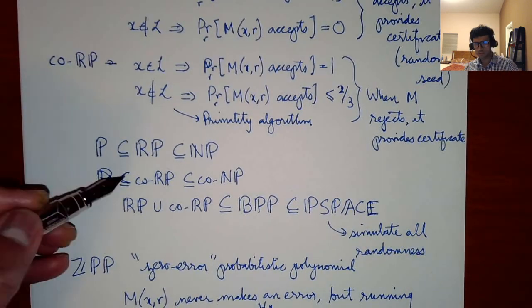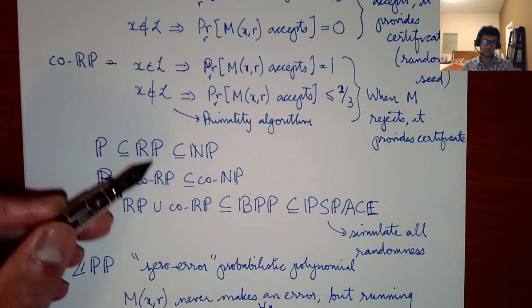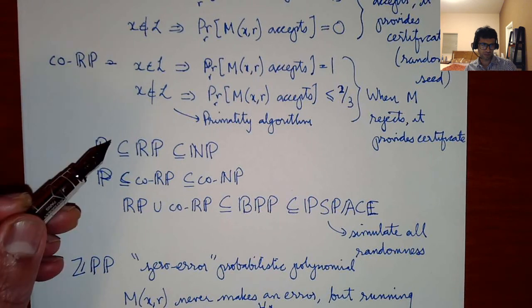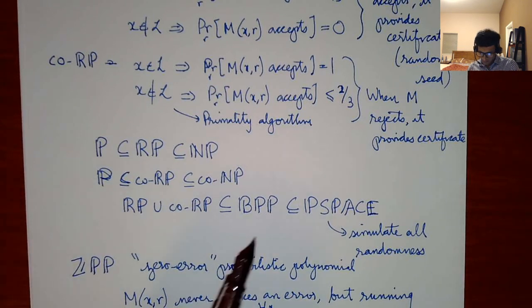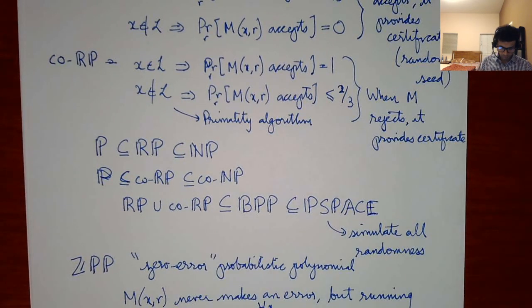So for RP and co-RP, it seems that we have some kind of understanding. Just almost by definition, RP is in NP, co-RP is in co-NP. But what about BPP? Can we say anything better than it being in PSPACE? Because that seems like too much. In PSPACE, you can simulate all the randomness. And in BPP, you're basically just saying that the bias is 2/3 versus 1/3.